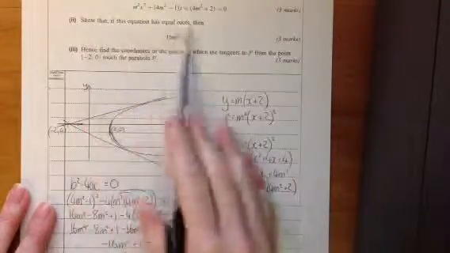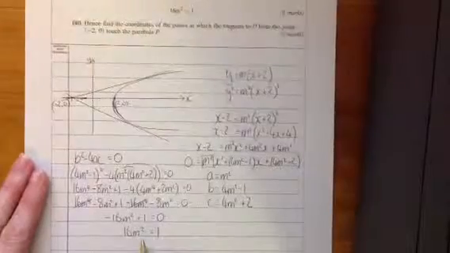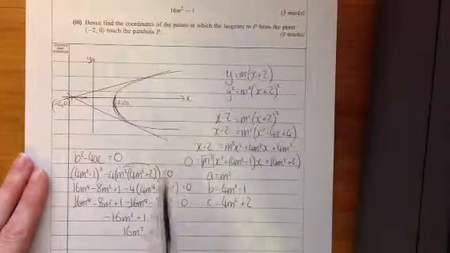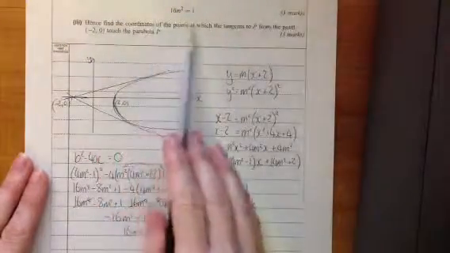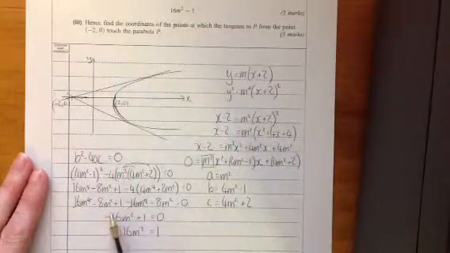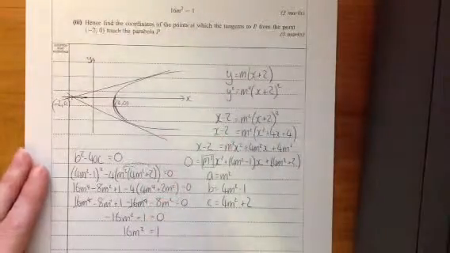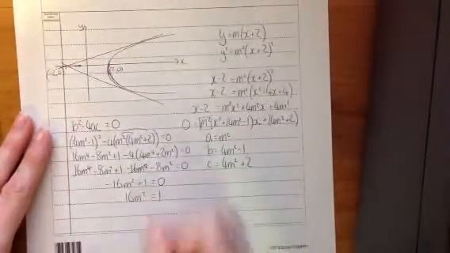Okay, so we've shown that if there's equal roots, just by a bit of manipulating the algebra, we've got to the 16m squared equals 1 that we needed. So hence, find the coordinates of the points at which the tangents from the point minus 2, 0 touch the parabola P. So hence means we're going to need to use this result. So let's just go ahead and work out what m's going to be.